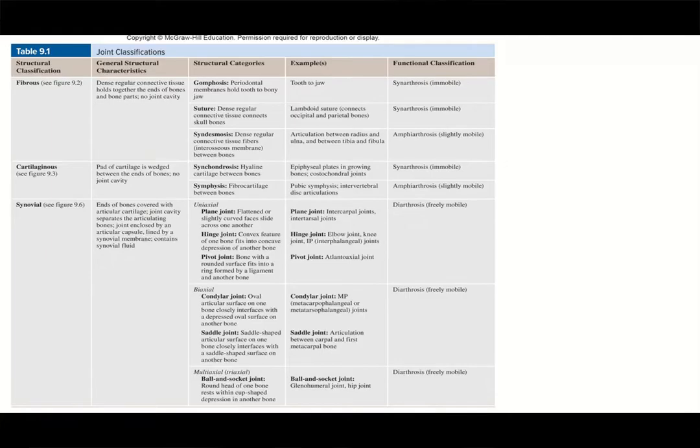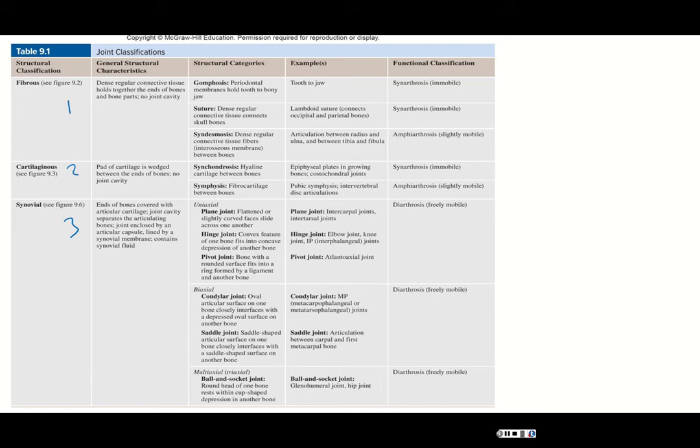Hello class, today I'm going to talk to you about joints, and you should already have these pictures available in your files for week 3 in Aderum. So the first thing we're going to look at is how we can classify joints, and we can basically lump them into 3 different categories, which are the fibrous, cartilaginous, and synovial joints.